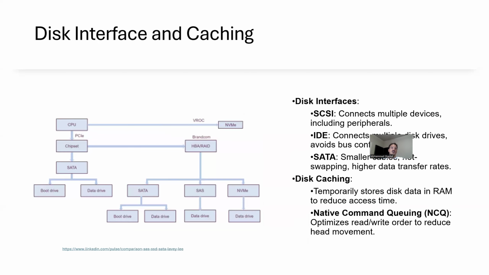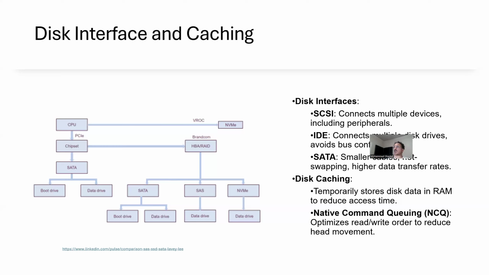Next over here, we'll go over the disk interface and their caching. In this diagram, it's a little bit extra, but we can show how under RAID, which we'll get more into in our next slide, we can see how SATA develops. What are SATAs? SATAs are pretty much smaller cables. They're hot swapping and they have high data transfer rates, and they're considered disk interfaces, by the way.